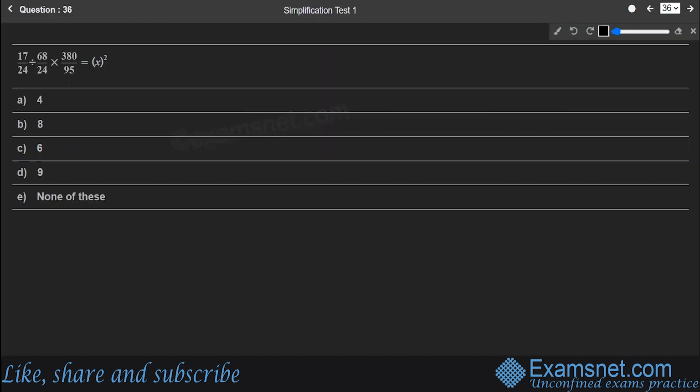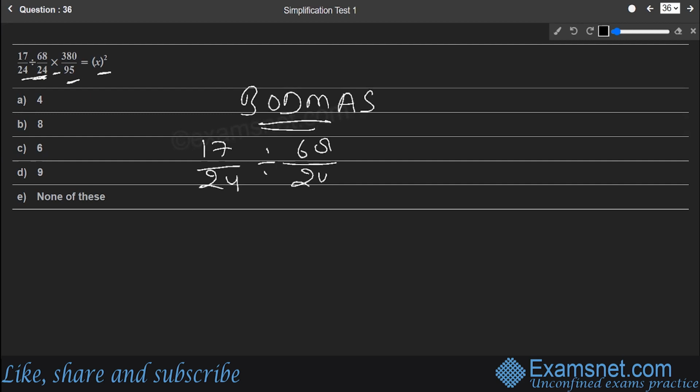Okay, the question says 17 by 24 divided by 68 by 24 into 380 by 95 is equal to x square, and we are supposed to solve for x here. So clearly in this type of question, the rule of BODMAS has to be particularly followed. Let us quickly write the expression that is given to us. 17 by 24 divided by 68 by 24 multiplied by 380 divided by 95 is equal to x square. This is the expression given to us.